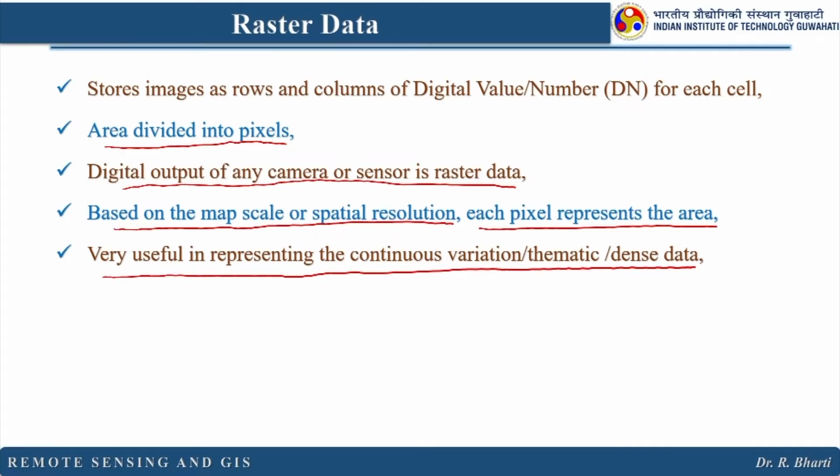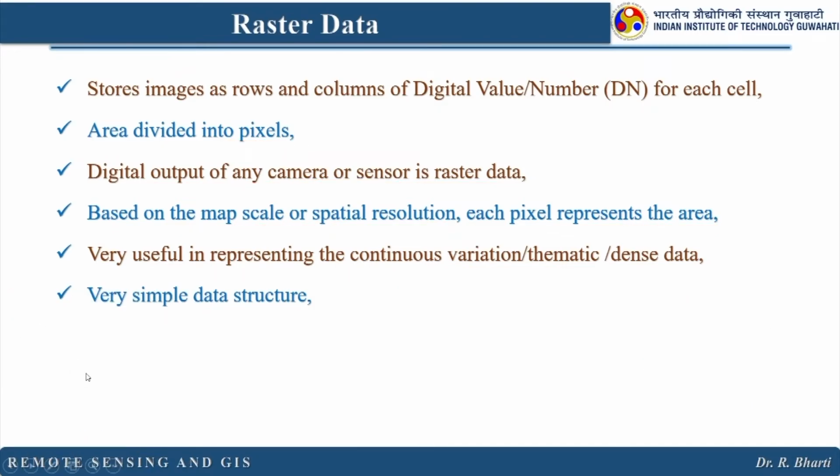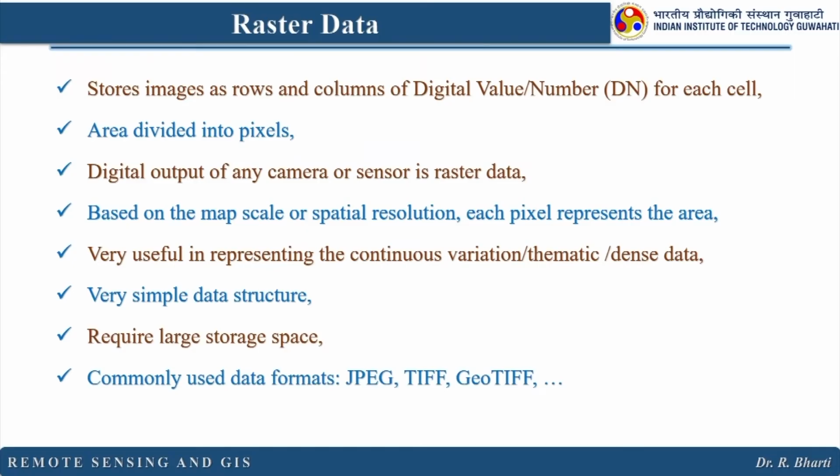So, when you are having too many data sets, this kind of representation, the raster data type, is very useful. Very simple data structure, because in one column you will have latitude, longitude and digital number, right, and then you can store this in your pixels. So each pixel will have 3 values. Like that you can store this raster data, but it requires large storage space, because the area is divided into small pixels and each pixel will have associated values, and those values need to be stored in your hard disk. So it requires large space. Commonly used data formats are JPEG, TIFF, GeoTIFF, that you already know.